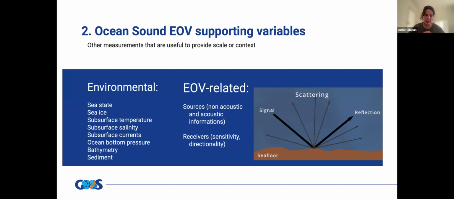And then we've got EOV-related supporting variables, which are like the information about the sources and the receivers, for example, the sensitivity of the hydrophone you're using for these recordings. So these supporting measurements reduce the uncertainty and enable us to relate changes in sound to ecological or physical drivers, really. Next.